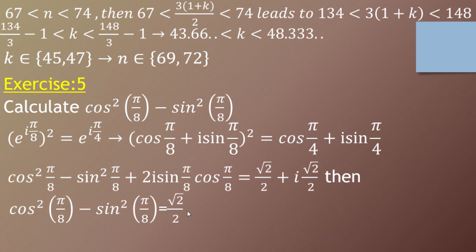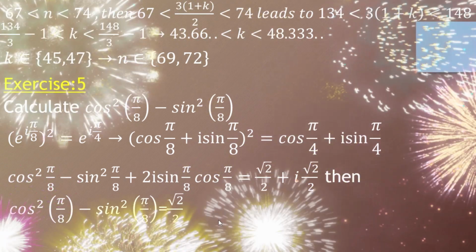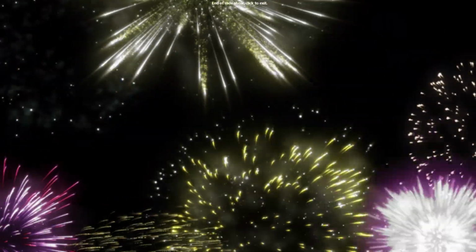Expand: cosine square minus sine square. Why minus sine square? Because i square is minus 1, so we get minus sine square plus 2i sine pi over 8 cosine pi over 8. So real equals real: cosine square pi over 8 minus sine square pi over 8 equals radical 2 over 2, and 2 sine pi over 8 cosine pi over 8 also equals radical 2 over 2. We need cosine square pi over 8 minus sine square pi over 8. This is radical 2 over 2. Thanks for following and good luck.